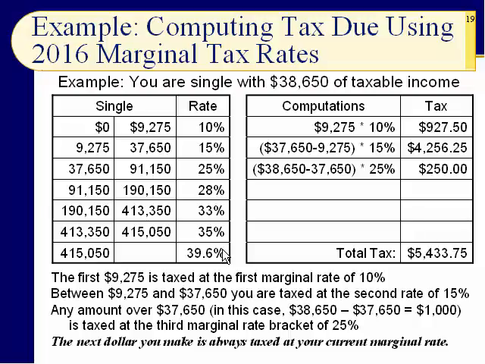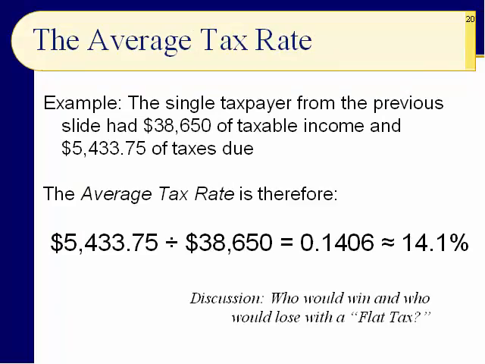So do you understand how the system works now? The next dollar you make is always taxed at your current marginal rate, which is why in the previous presentation, when we looked at current marginal rate, we said it's very important that you know this, because you will be making decisions based on the next dollar you make and the next dollar you're taxed on. Cool. Now, let's take a look at slide 20 and see what happens if we go to a flat tax.